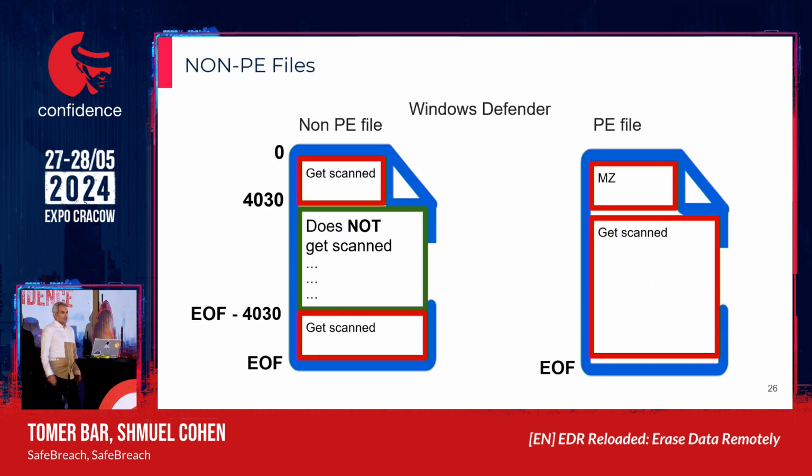So we developed a third tool to understand the non-PE limitation. The tool is also very simple. It tries to embed the same signature at incremental offsets from the beginning of the file to its end. We found out that in the case of non-PE files, Defender does not scan the entire file. It actually scans only the first and the last 4,030 bytes, probably for efficiency reasons. So it means that we must append our signature to those sections in the target file, and if we can do that, we will be able to delete non-PE files automatically.